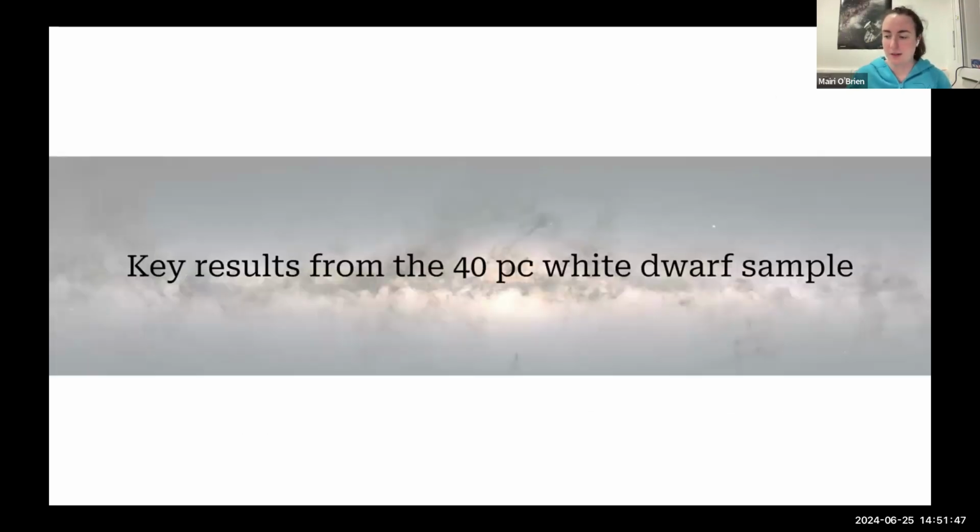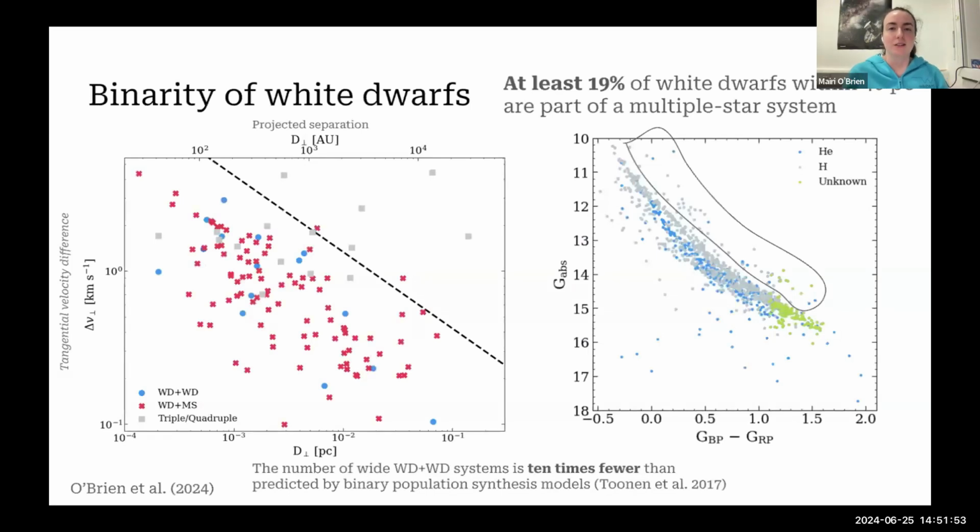So I'm just going to quickly go through some of the key results from our sample. So first of all, I wanted to look at what fraction of white dwarfs had at least one companion, whether that's a white dwarf companion or a main sequence companion. I did this in 2 ways. I looked at the sources that were resolved in Gaia and those that were unresolved in Gaia.